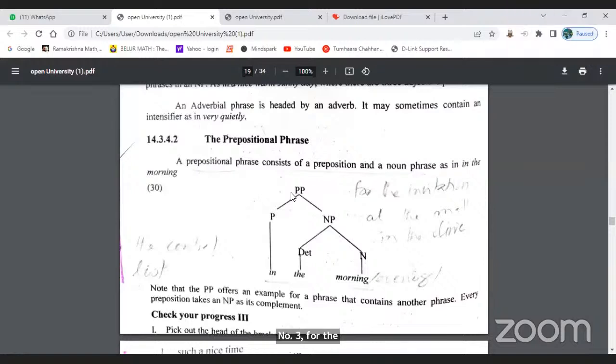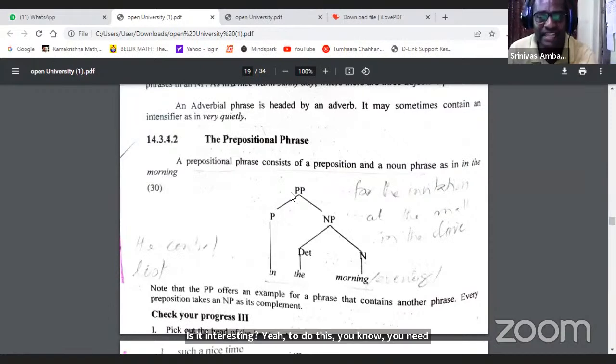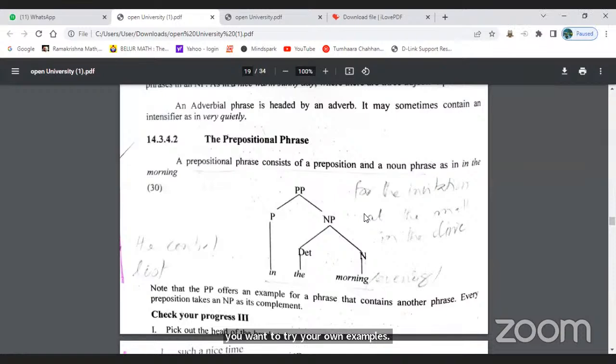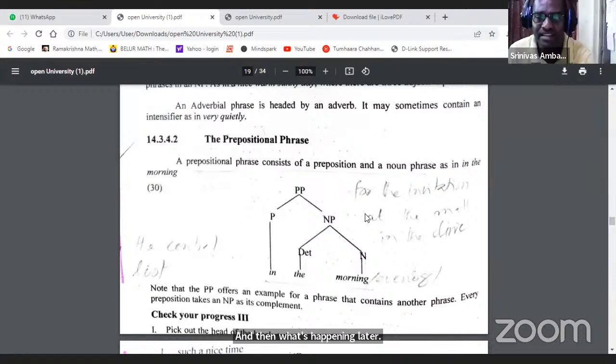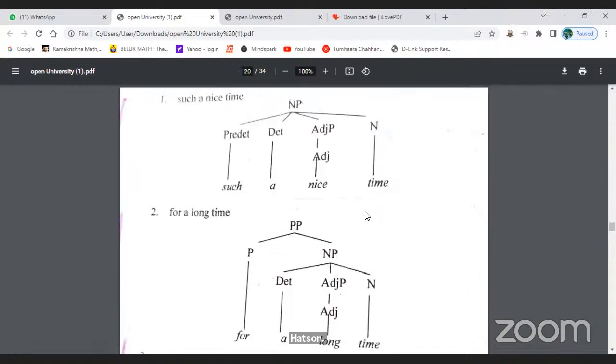Yes, sir. To do this, you need to take a scale and a pencil and draw like this. I want you all to try your own examples and WhatsApp me later, after two or three days, your own wish. Clear? Now you read this.